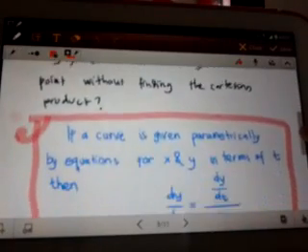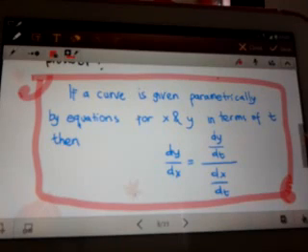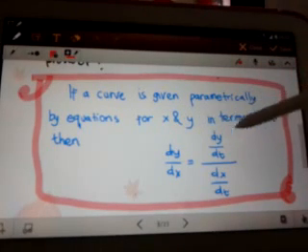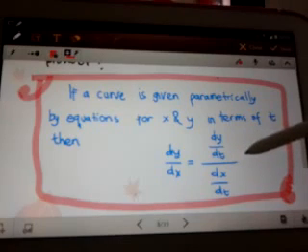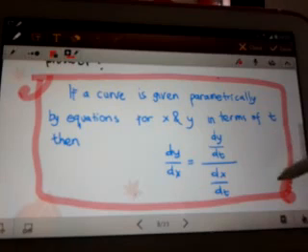This is the definition of the differentiation. If a curve is given parametrically by equations for x and y in terms of t, then dy/dx is equal to dy/dt over dx/dt. It means that for each equation, x and y, you have to differentiate with respect to t first, and then dy/dt is divided by dx/dt.